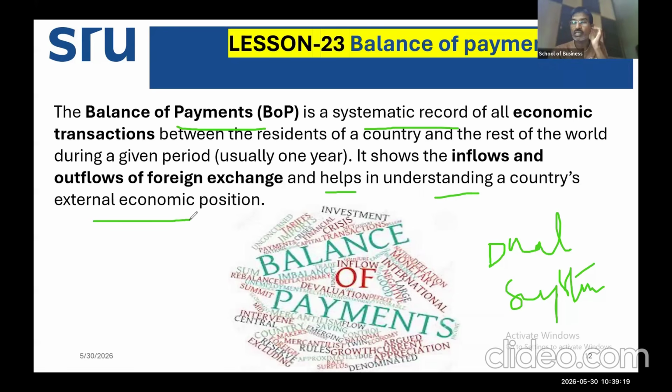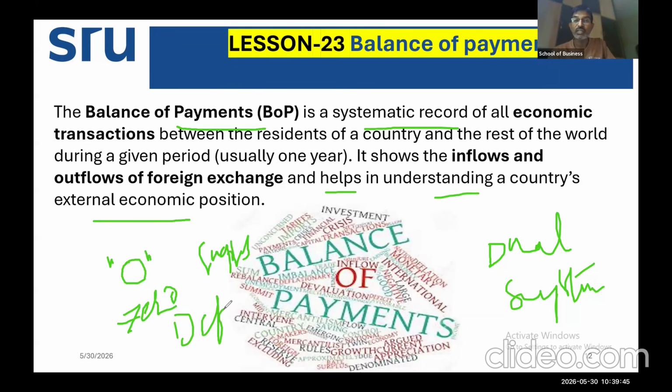If you know the data clearly, it becomes easy to know your external position. And always your balance of payments should be equal to 0. If it is more, then we can call it a surplus. If it is less, we can call it a deficit. So whether the Indian balance of payments is a surplus or deficit, we are going to find.